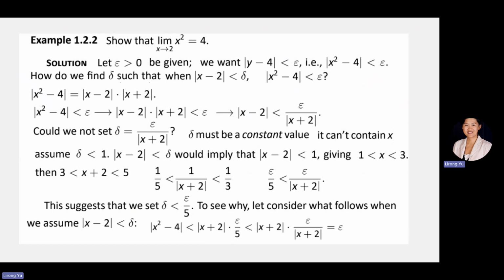This is the second example on the same process. This is trying to prove that the limit of x squared equals 4 as x approaches 2. That's pretty common. You think about 2 squared equals 4, and that seems to make sense. But the mathematical proof is actually not so straightforward. So what do we do?